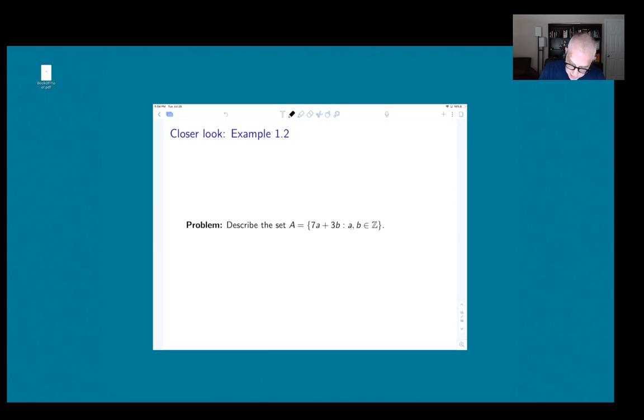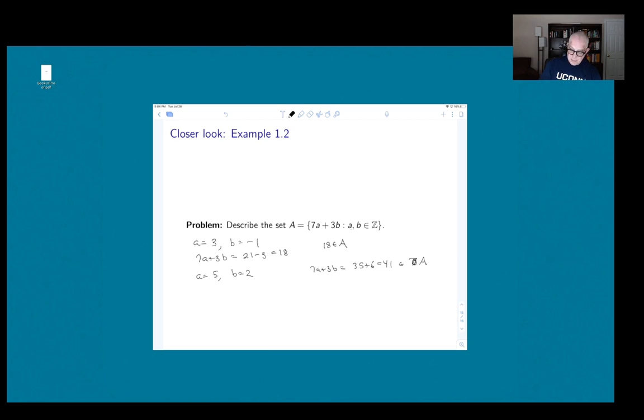So for an integer, let's look at if we take a equals 3 and b equals -1, then 7a plus 3b is 21 minus 3, which is 18, right? So 18 is in A. Or we could take a equals 5 and b equals 2, and then 7a plus 3b would be 35 plus 6, which is 41. So 41 is in A.